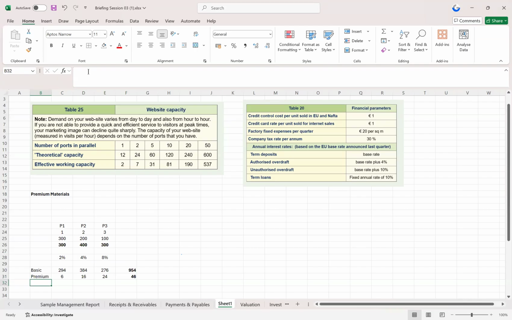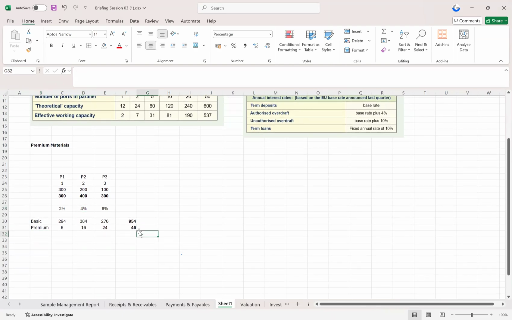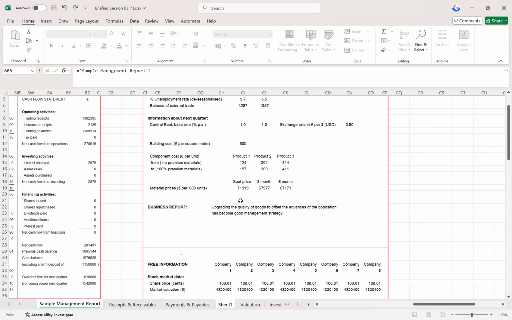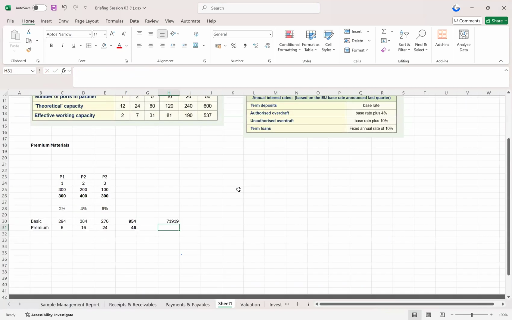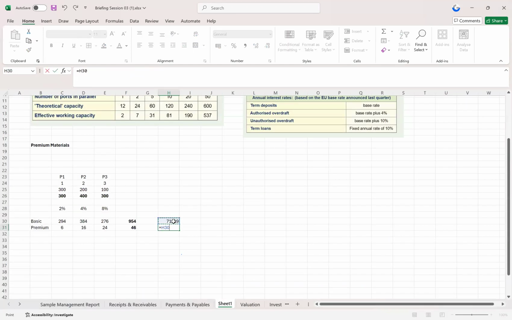Right. And the second part that you have to understand is the cost of premium and basic. So let's say if this is the cost of material prices on spot, the premium raw material would be this into 1.5 times.